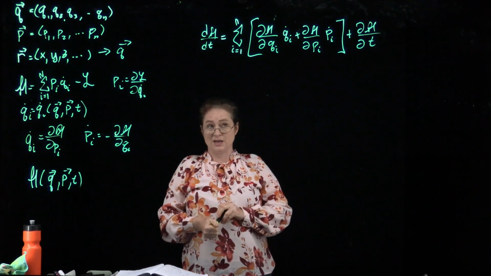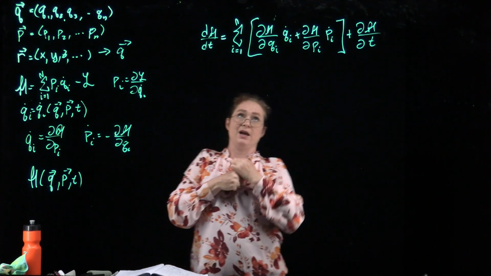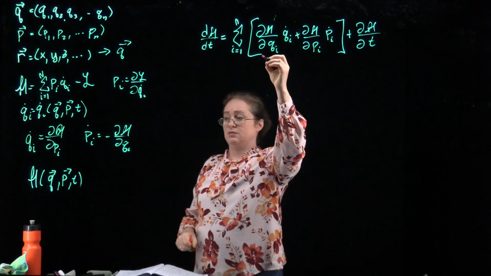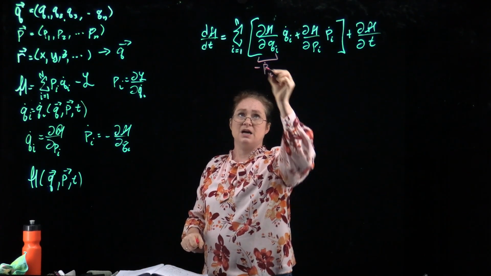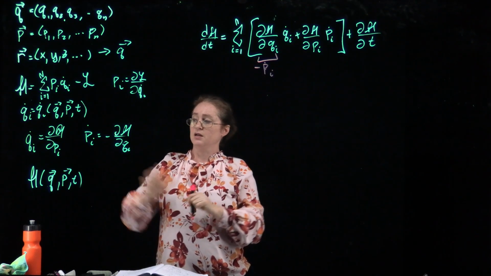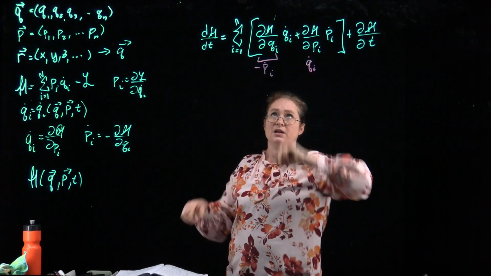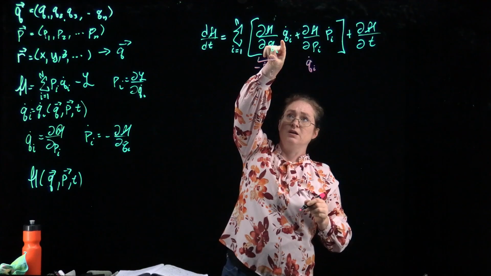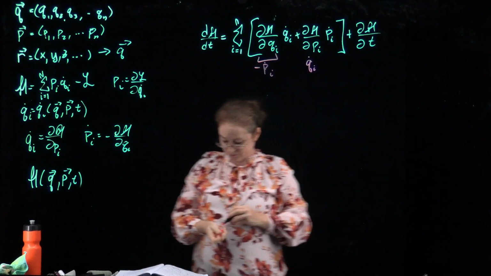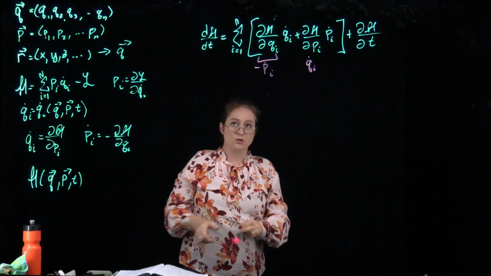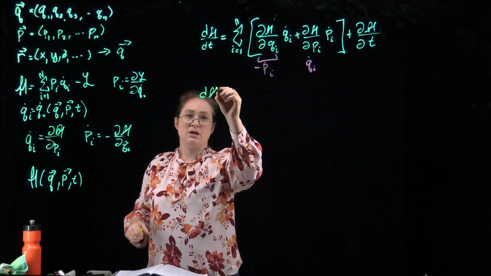Now we can use Hamilton's equations to try to simplify this. We will notice that this term is simply negative p_i dot, and this term here is positive q_i dot. So we have negative p_i dot q_i dot plus q_i dot p_i dot. These cancel out, and we are left with the time derivative.